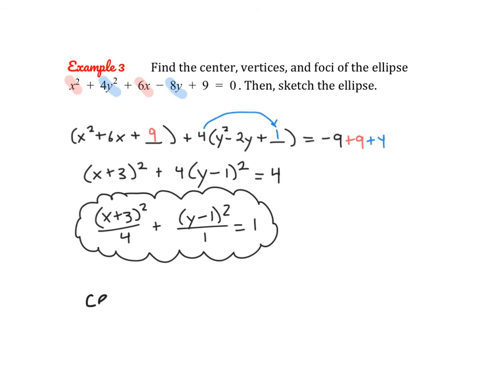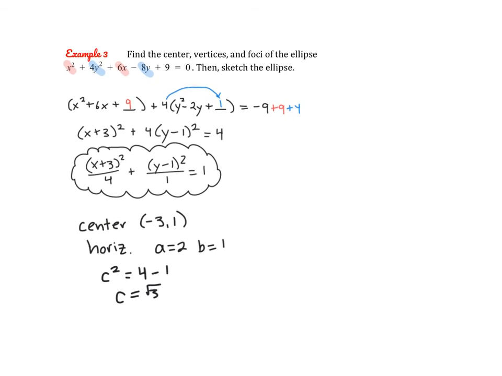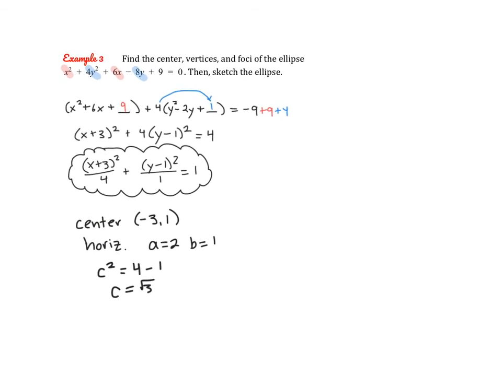So here I can see that our center is going to be at (-3, 1). I can see that it's going to be a horizontal ellipse because the larger denominator is under our x term. I can see that our a value is 2 and that our b value is 1. Let's also take a second and find that c value. c squared equals a squared minus b squared. So c is going to be the square root of 3. So let's go ahead and sketch this and then find our vertices and foci.